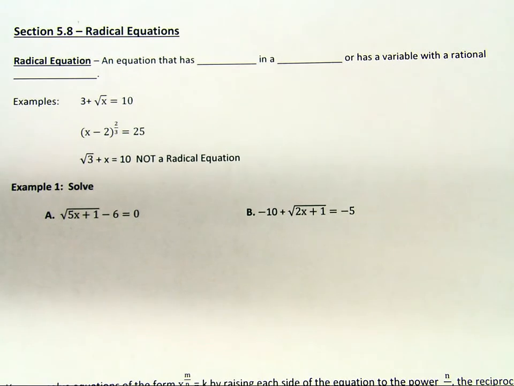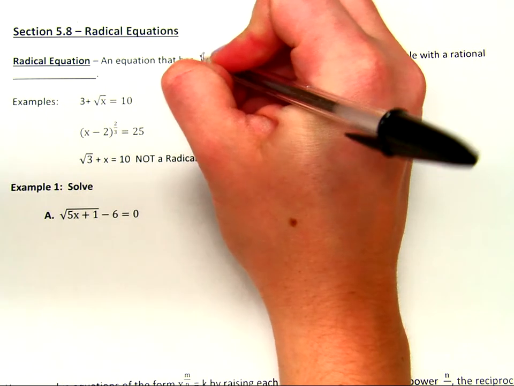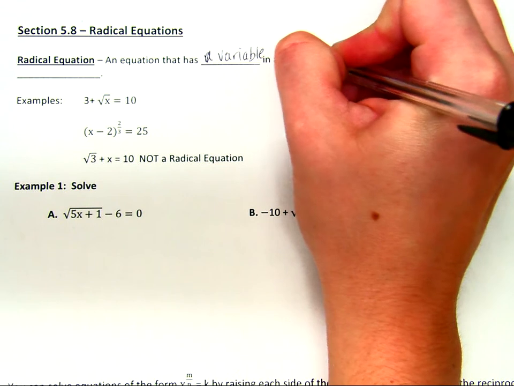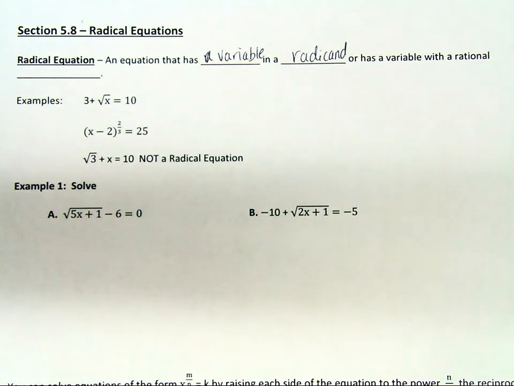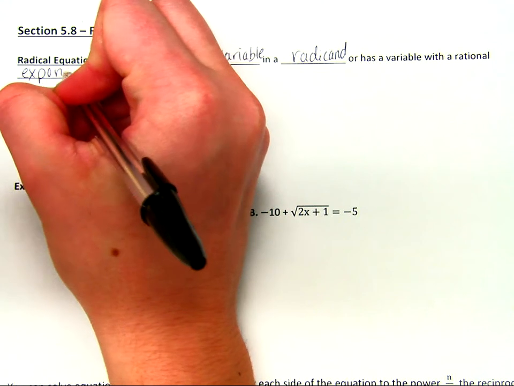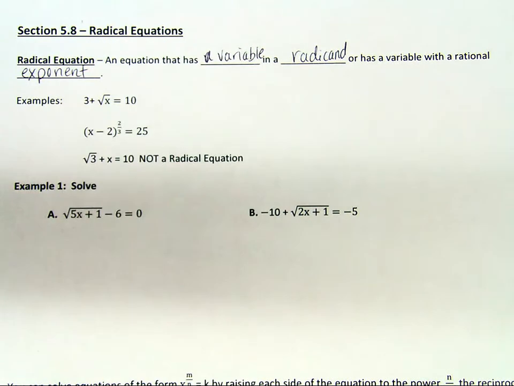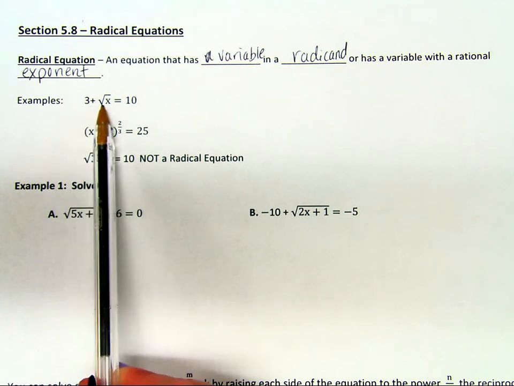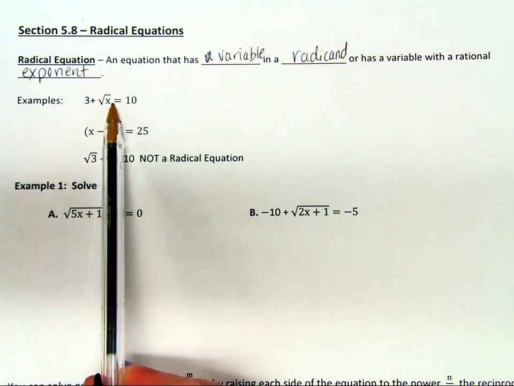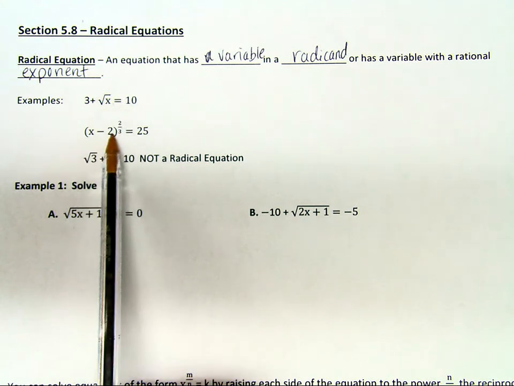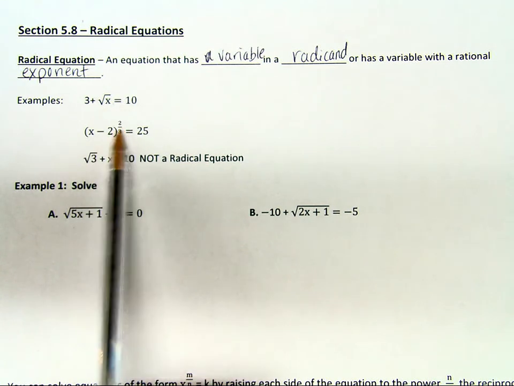It is an equation that has a variable in a radicand, or has a variable with a rational exponent. So here are some examples. The first two are radical equations, because see, this is 3 plus the square root of x equals 10. So we have a variable under the radicand. And here we have a variable raised to a rational exponent.